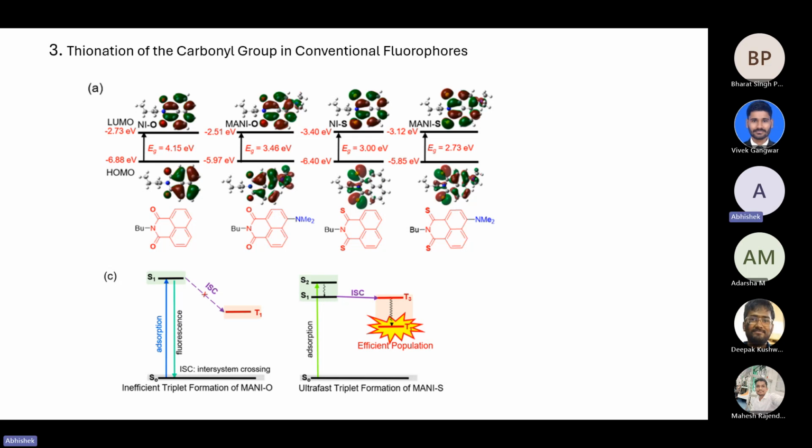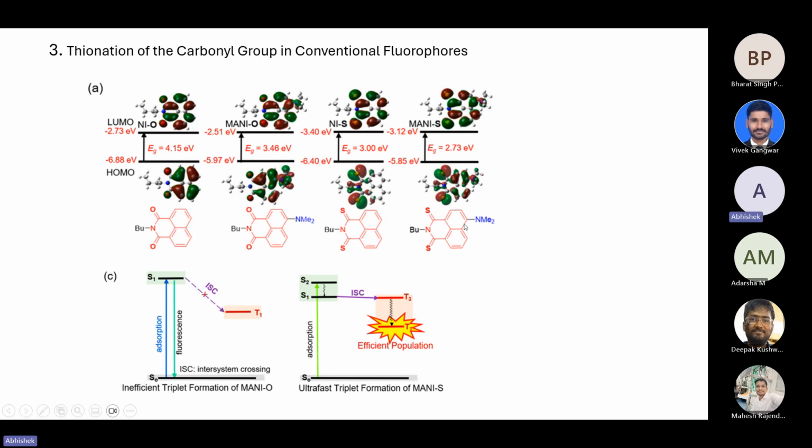And third, as we discussed earlier, is thionation of a carbonyl group in a conventional fluorophore. In this naphthalamide derivative carbonyl compound, the HOMO-LUMO gap is 4.15 electron volt. By substitution with N,N-dimethyl, this energy gap is reduced to 3.46 electron volt. However, by replacing the carbonyl with sulfur, as previously this energy gap is 4.15 electron volt, it is reduced to 3 electron volt.